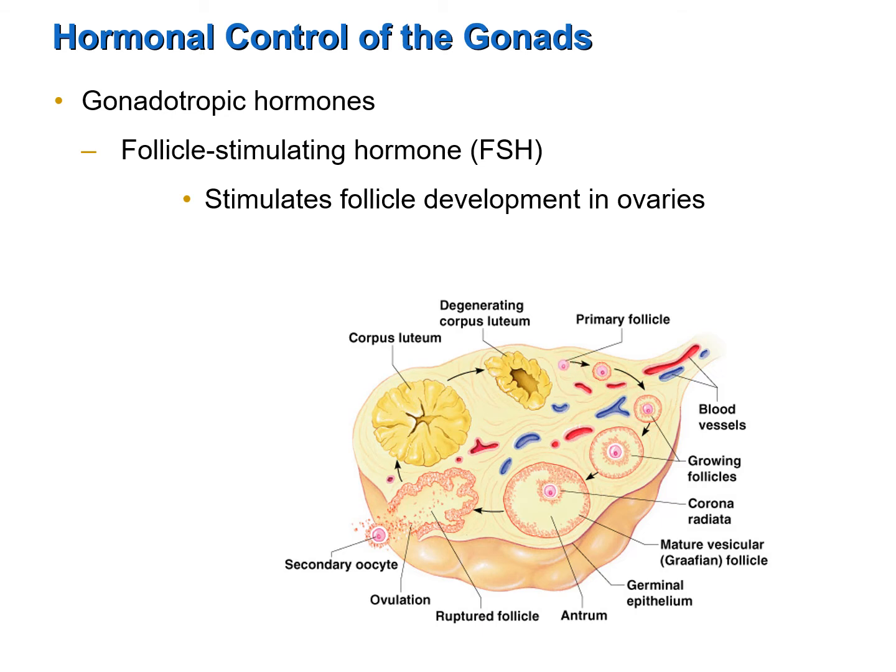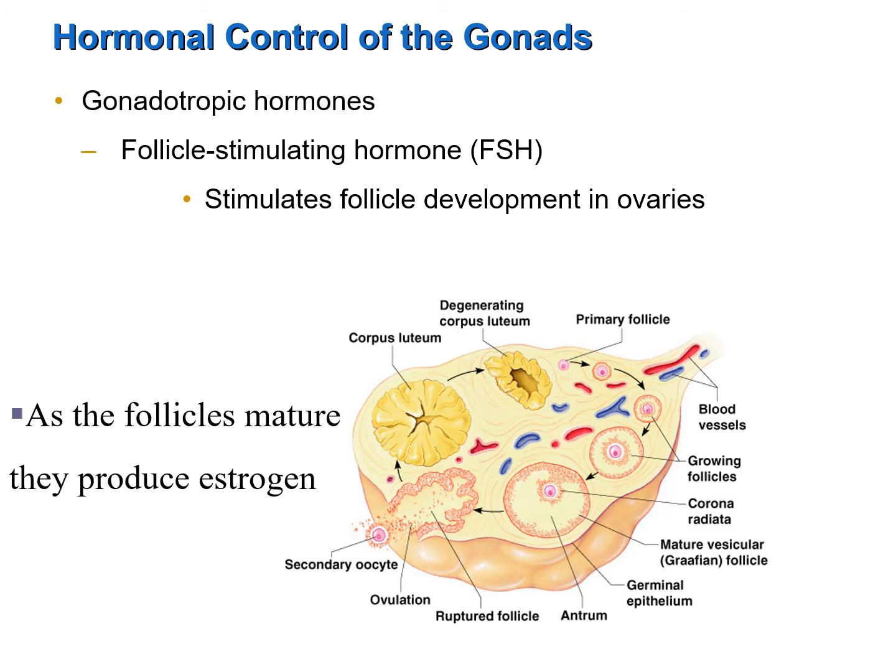As that follicle develops and gets larger and more developed, it produces estrogen. So follicle stimulating hormone, by stimulating the development of the follicle, also causes the production of estrogen by the ovaries. Or I should say it increases the production of estrogen by the ovaries.